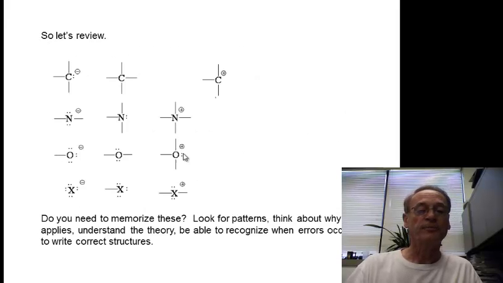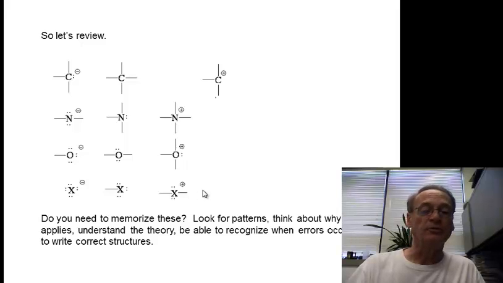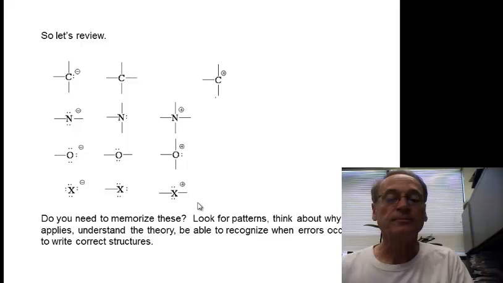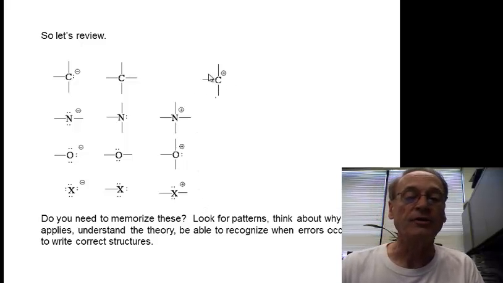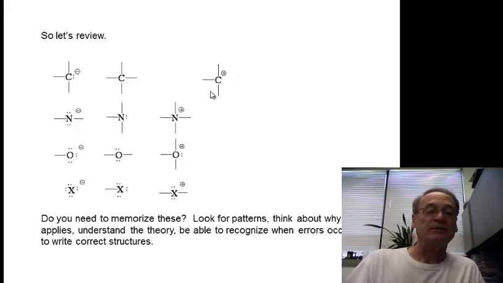So let's review. What I've done here is I've arranged the various neutral molecules and ions that we've talked about into columns. Notice that this one is off to the side. That's for a special reason. Why is this different from all the rest of them? Because it does not follow the octet rule. Notice it only has, like I said, 6 total electrons instead of 8.